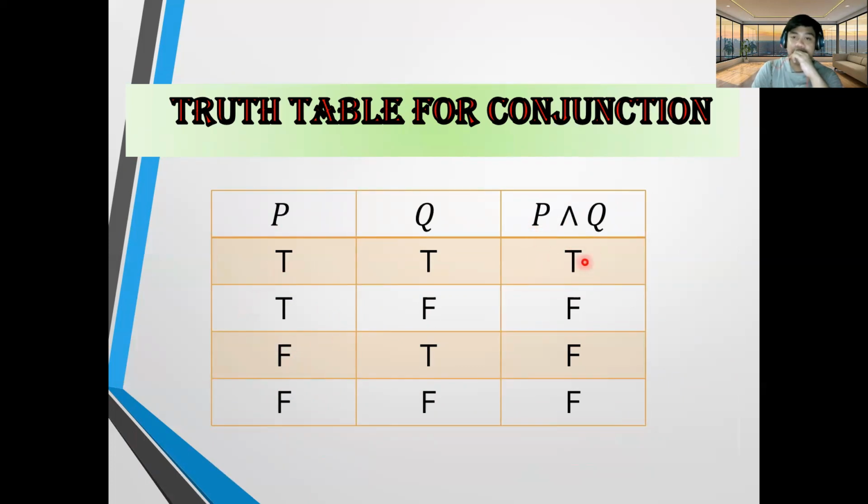We have true and true. That's why our answer here is true. When we have true and false, it is false because there is one false, and we need both to be true. And false, true, false. And then we have false, false. It is false. So for the conjunction P and Q, this is our truth table.